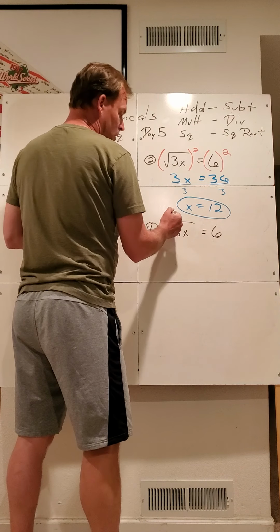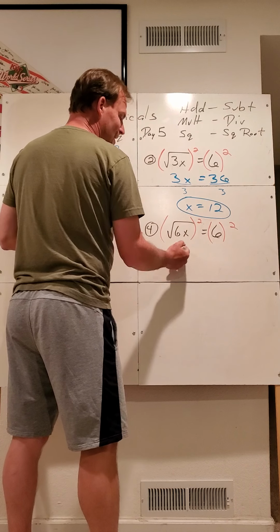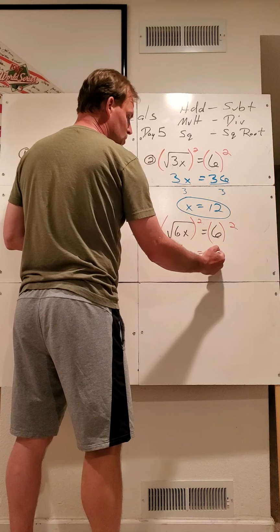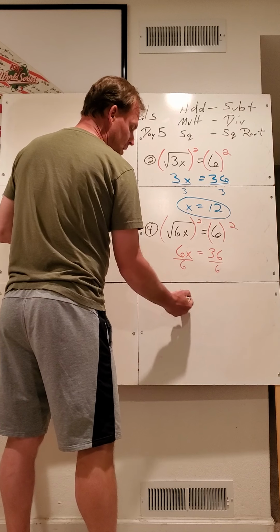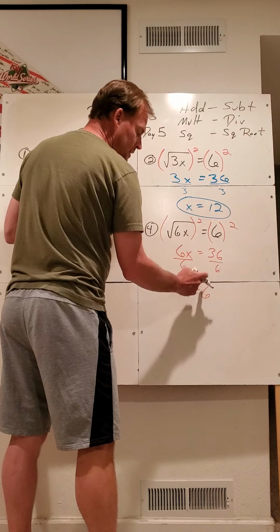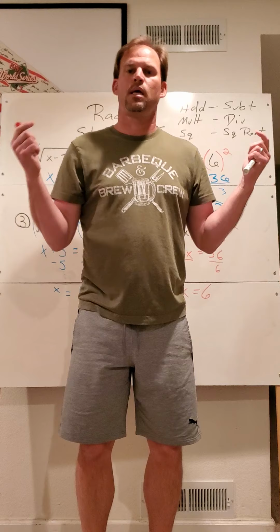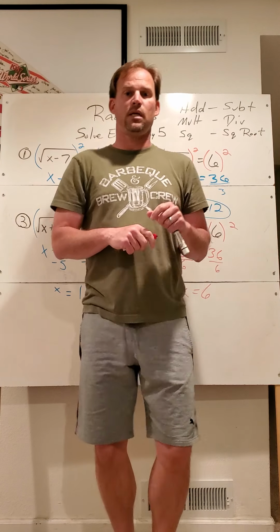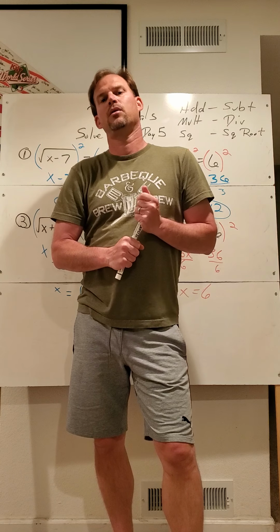Here, we got a square root, so I am squaring both sides of the equation. 6x is 36. Divide to finish. X is 6. Bing, bang, boom. Like I said, same stuff as yesterday. Going a little slower, making sure everybody's on the same page. Everybody knows what's going on.